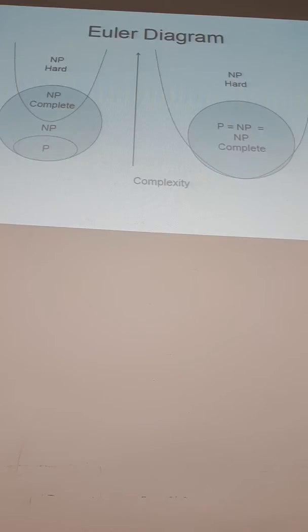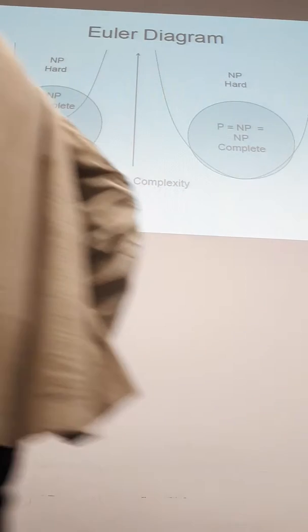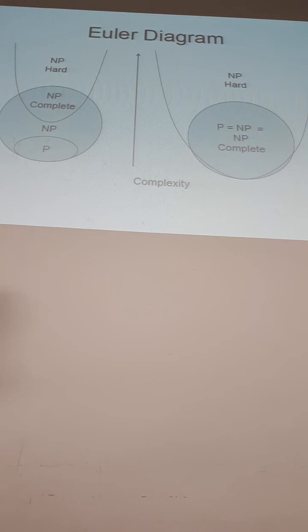And there are two graphs called Euler diagram. You know Euler. So he proposed it, and the state of the art for Euler's time is shown here. The simplest problem is polynomial time. Then non-deterministic polynomial, which overlaps with non-deterministic polynomial complete. And over it we have NP-hard.